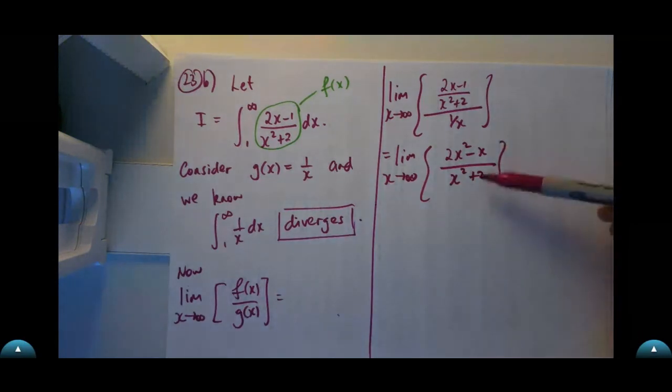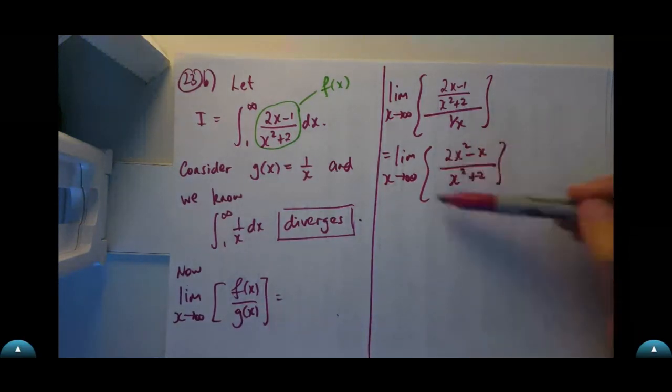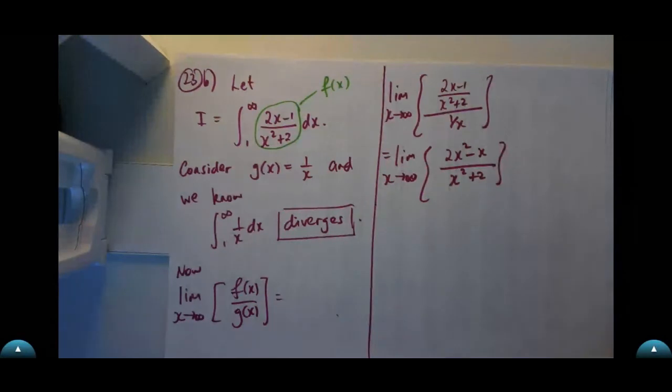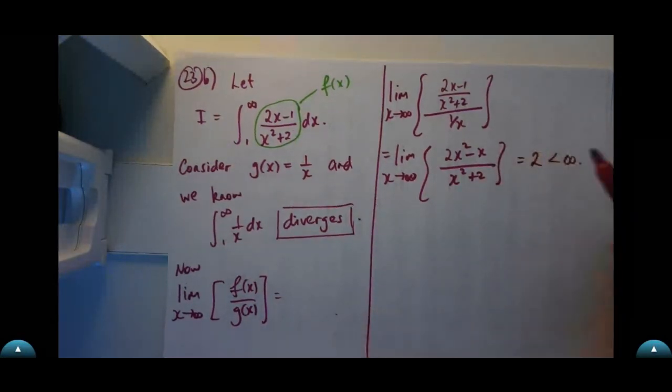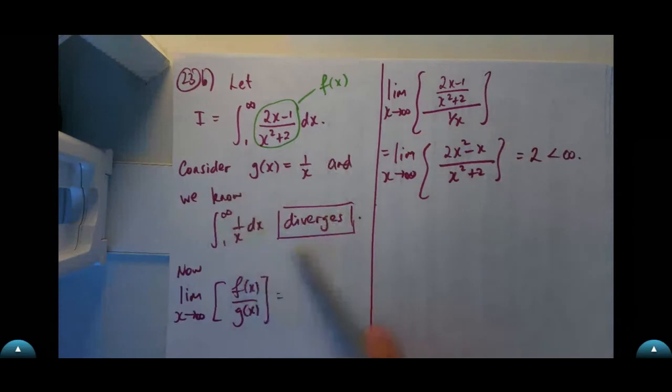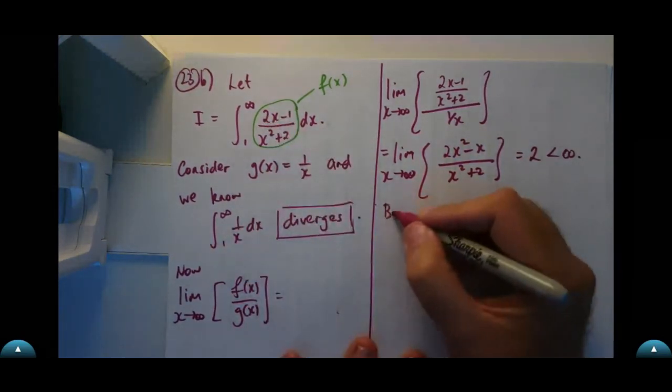Okay, and who can tell me what the limit of this is going to be? Who can tell me on the chart? Niharika, absolutely. It's finite. So it's 2. The limit exists, of course, it's 2. And so whatever the new integral does, the original integral must also do.